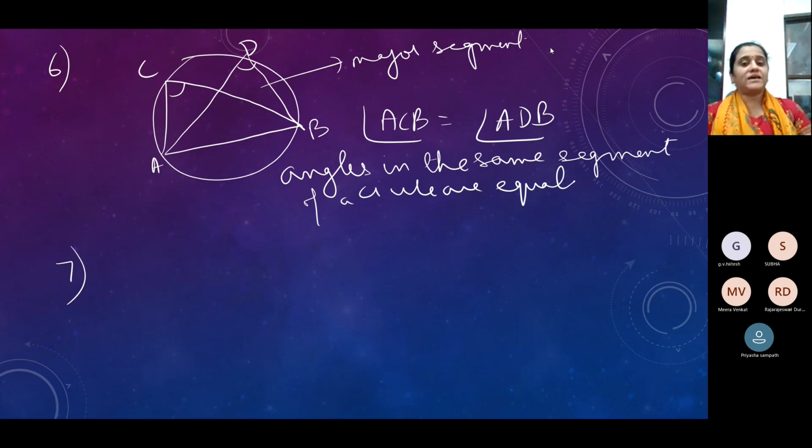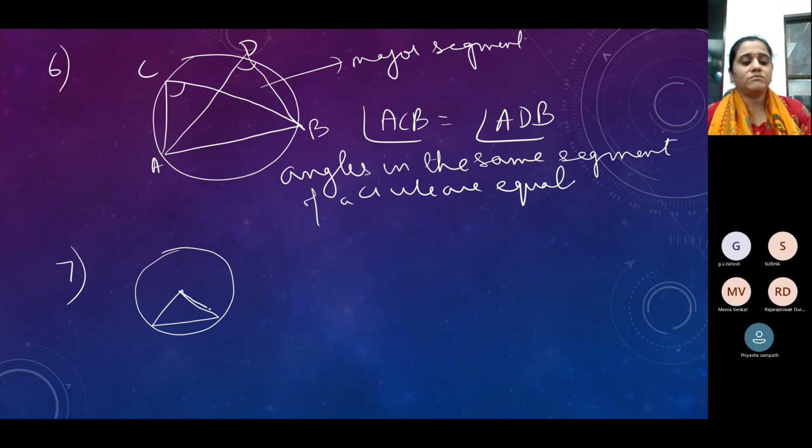Okay, angles in the same segment of a circle are equal. Fine, children. Now, give a special name to this triangle. Give a special name to the triangle OPQ.